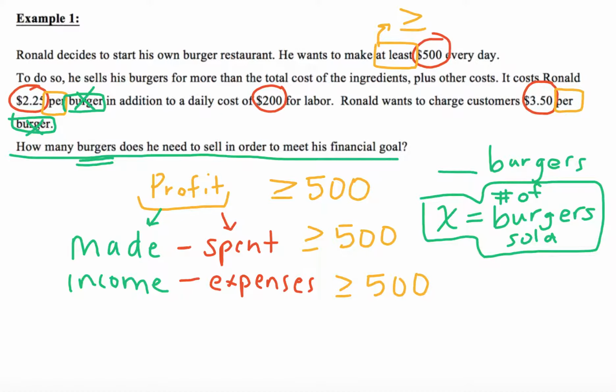Now, it costs Ronald $2.25 per burger. So that is something that costs Ronald. Maybe this is a word that we should have boxed. So costs are things that make us lose money. These are money that we spent, or in other words, expenses.